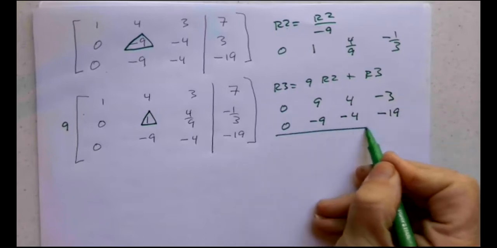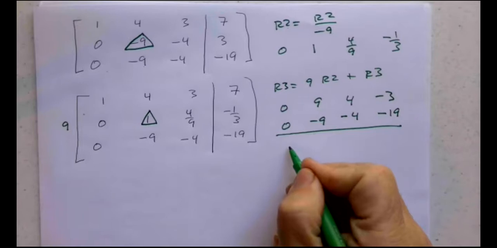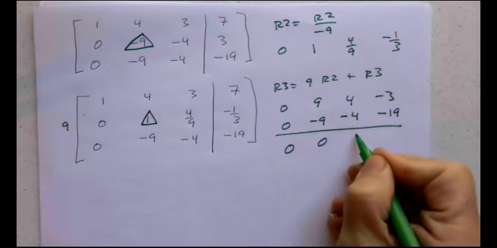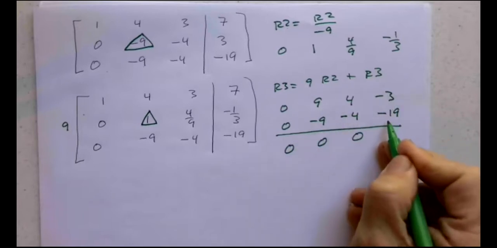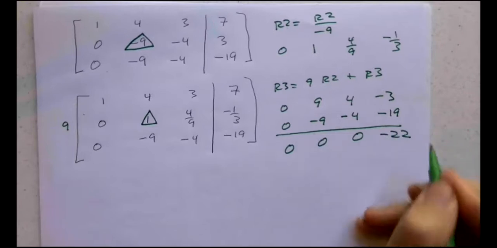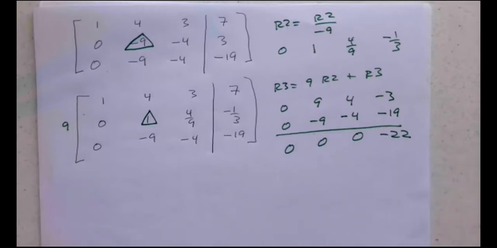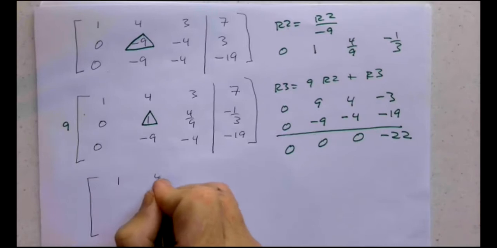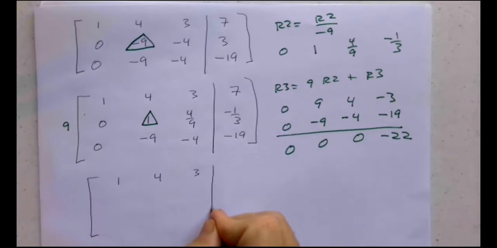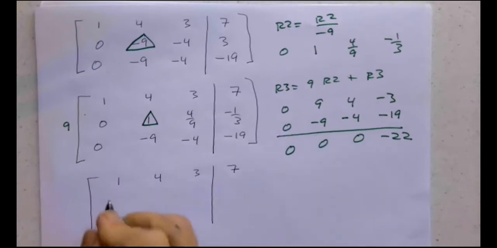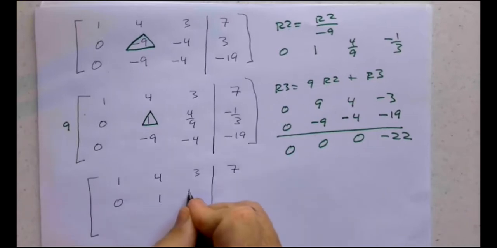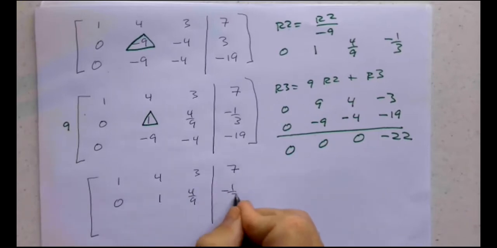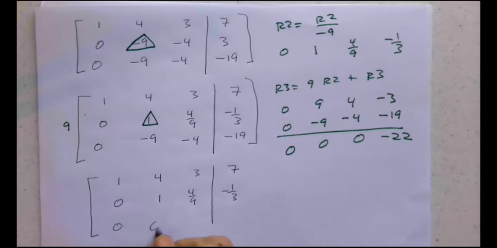Now what happens? 0 plus 0 is 0. 9 minus 9 is 0. 4 minus 4 is 0. -3 minus 19 is -22. This is my new row 3. So let's create the matrix. Row 1, 1, 4, 3, 7. Row 2, 0, 1, 4/9, -1/3. Row 3, 0, 0, 0, -22.